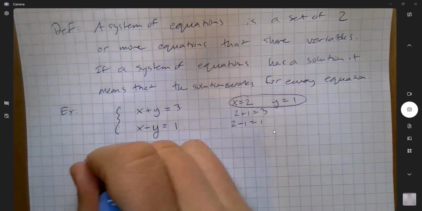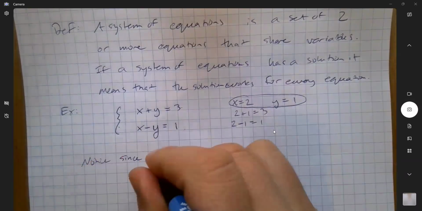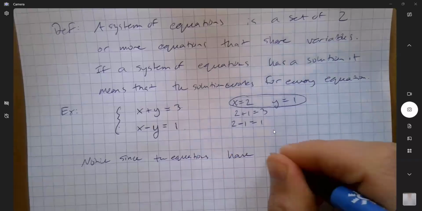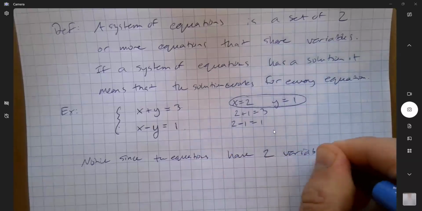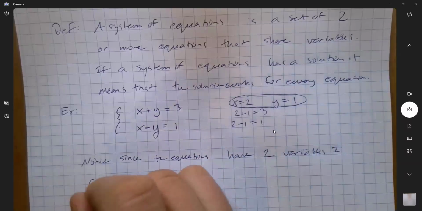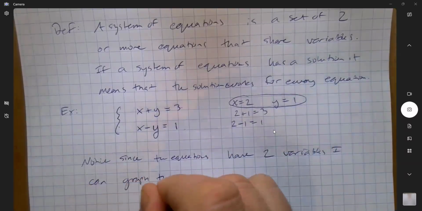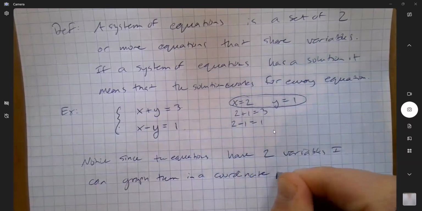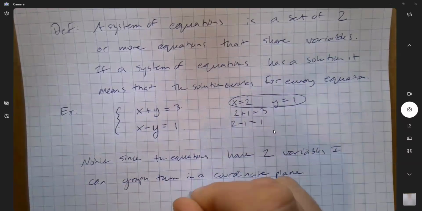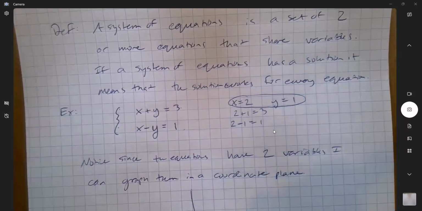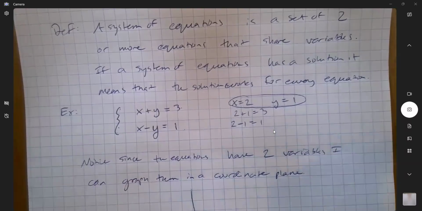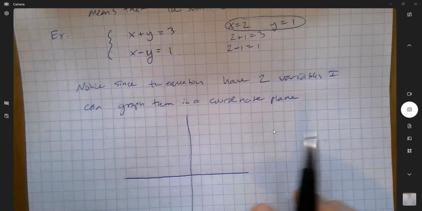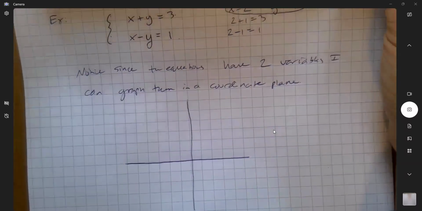Notice, since the equations have two variables, I can graph them in a coordinate plane or coordinate system. These equations are both written in standard form, which means I can do an x-intercept, y-intercept thing.